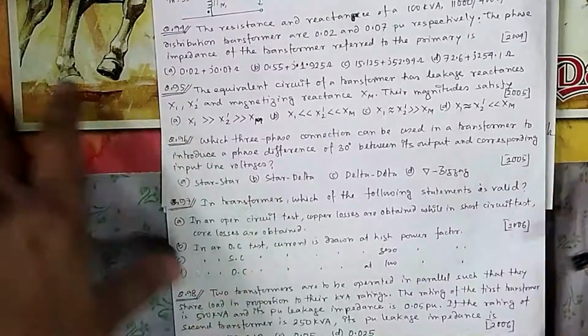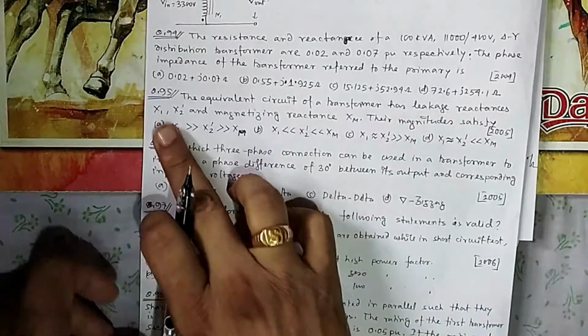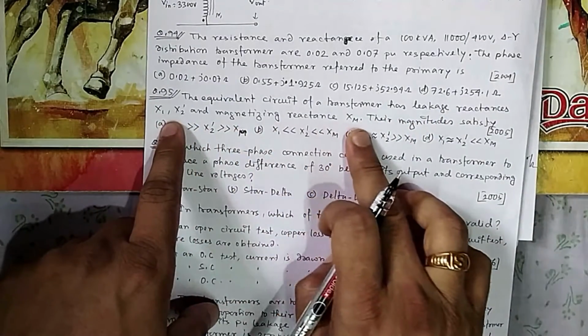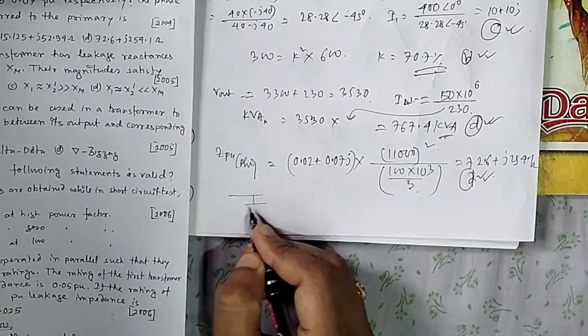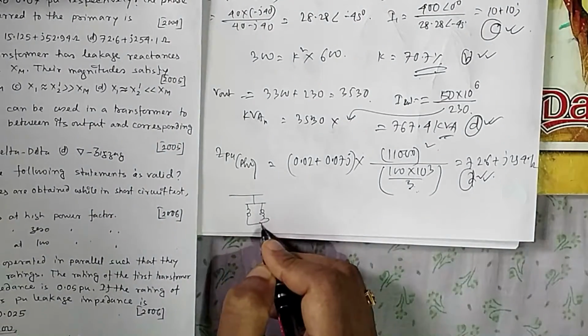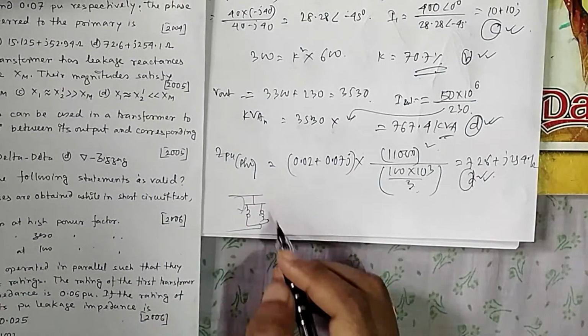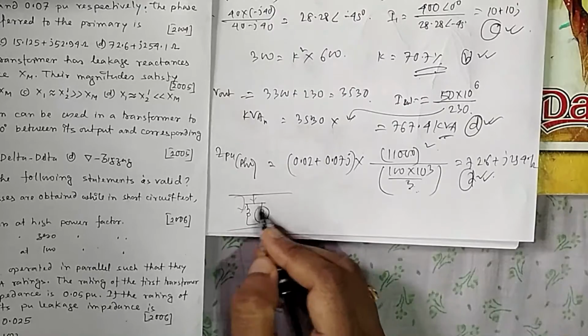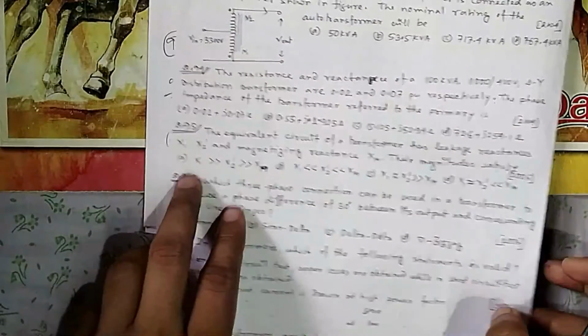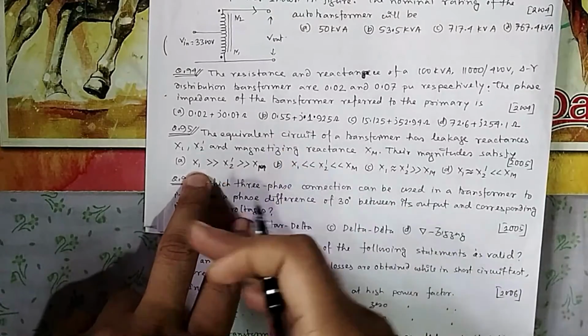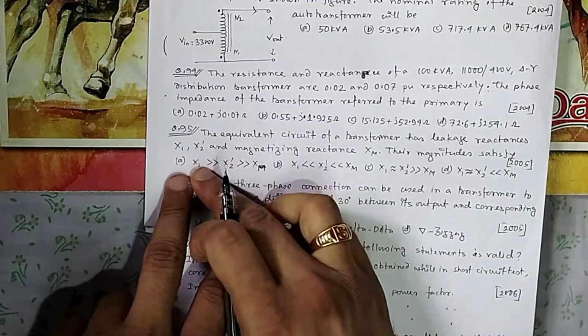Now if you come to 95, the equivalent circuit of a transformer has a leakage reactance of X1 and X2 dash, and the magnetizing reactance Xm. The magnetizing reactance has a very high value because it is connected in parallel, otherwise all the currents will come here. The current is very minimum, so it should have a very high value. So Xm should be very high, and this leakage reactance is very small because we don't want more leakage, because this is wastage.